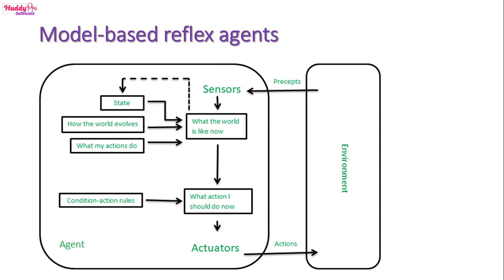So that current state, which is stored inside the agent, maintains some kind of structure describing the part of the world which cannot be seen. Now, updating requires information about how the world evolves independently from the agent and how the agent affects the world. So in brief, that's the model-based reflex agents.